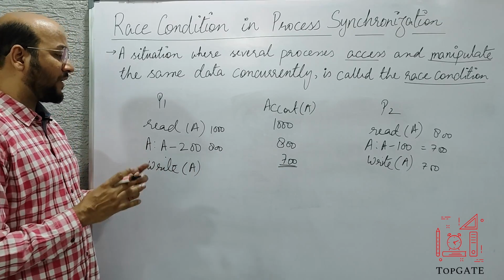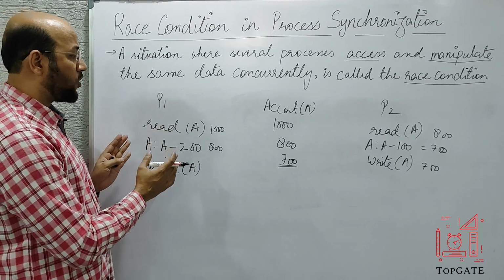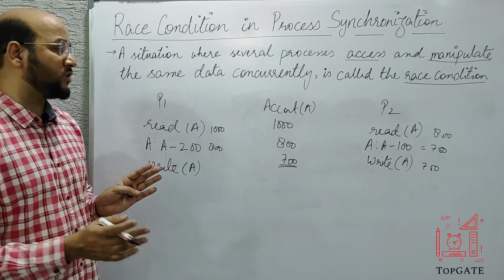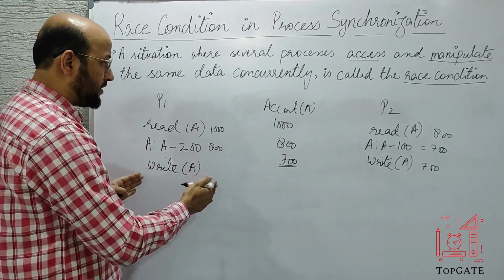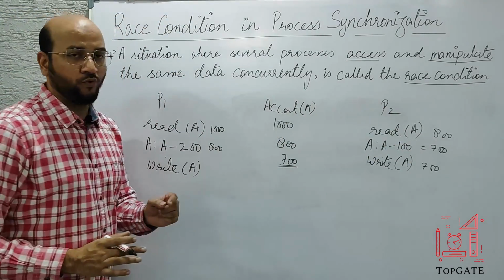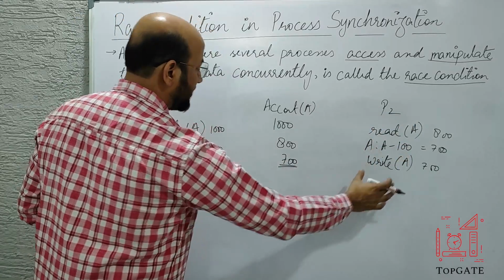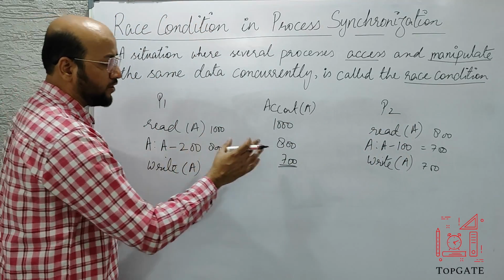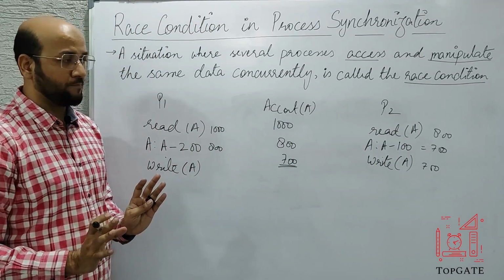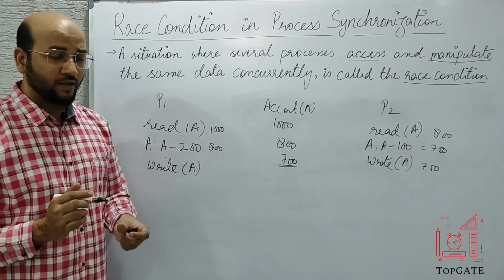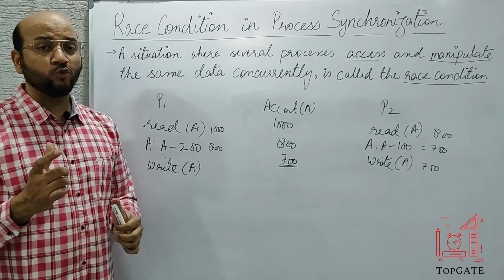Now this is the correct value only if we are performing the operation in a serial way. That is, we are doing P1 first and then we are executing P2, or if we execute P2 first then P1 second, then also the value will be 700. Fine. But we know that in process, context switches can occur.